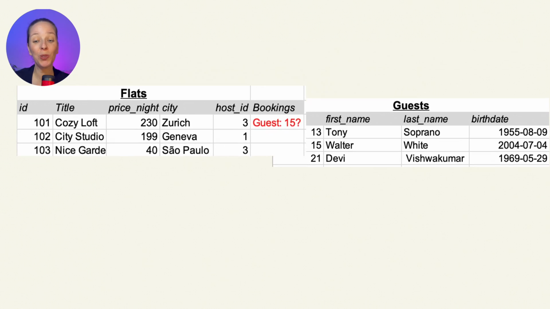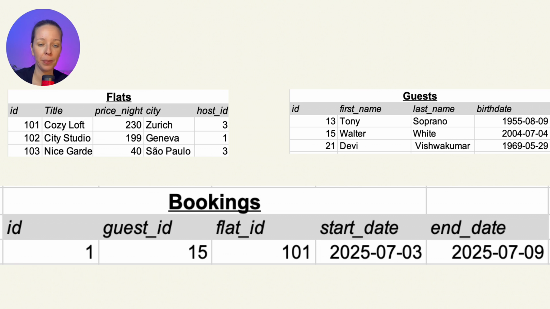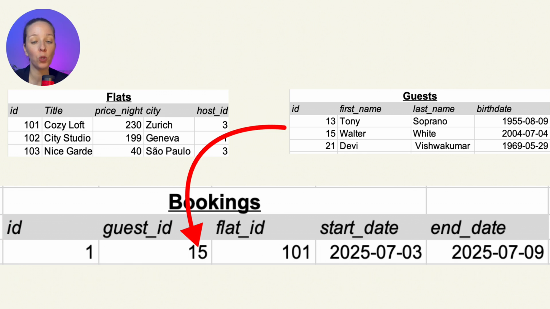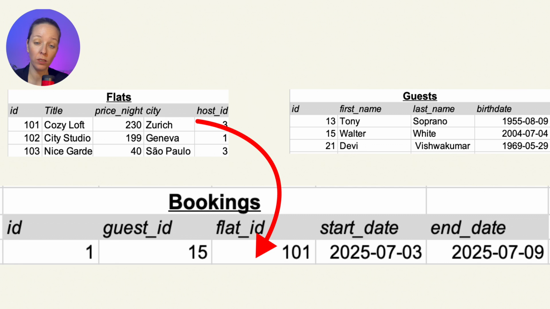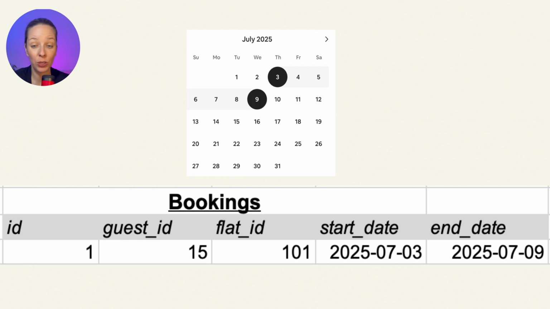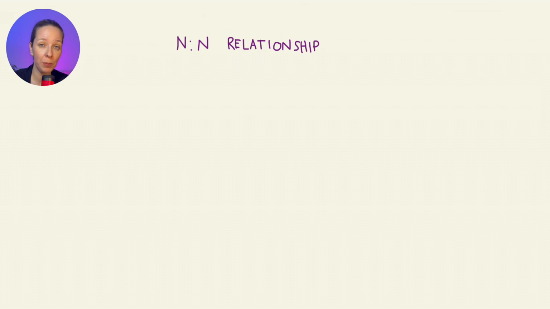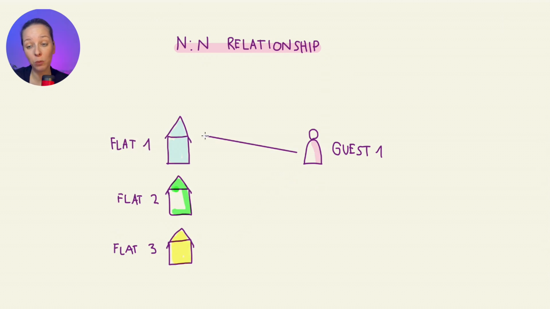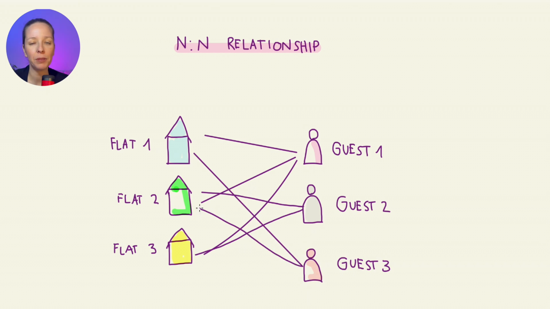To solve this, we introduce a new table, the bookings table. This table starts with, you know by now, a unique ID. Then we link Walter, guest ID 15, and the cozy loft, flat ID 101, to record his stay. And of course, we need to know the booking period. So we add the dates Walter chose in the UI as start date and end date. This structure creates a many-to-many or an n-to-n relationship. Why? Because flats can be booked by many guests, and each guest can book multiple flats. It is flexible and scalable.